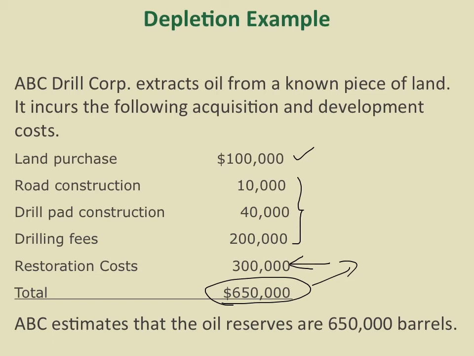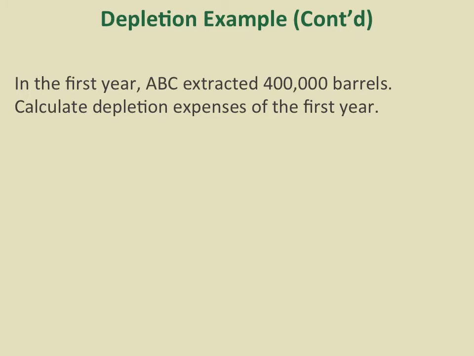This is our total depletion base. And they also estimate that the oil reserves are 650,000 barrels. This is the total number of units available. Based on this information, the next step, we're going to calculate the depletion expenses. In addition, we know that in the first year, ABC extracted 400,000 barrels of oil from this piece of land. The question here is to calculate the depletion expenses of the first year.